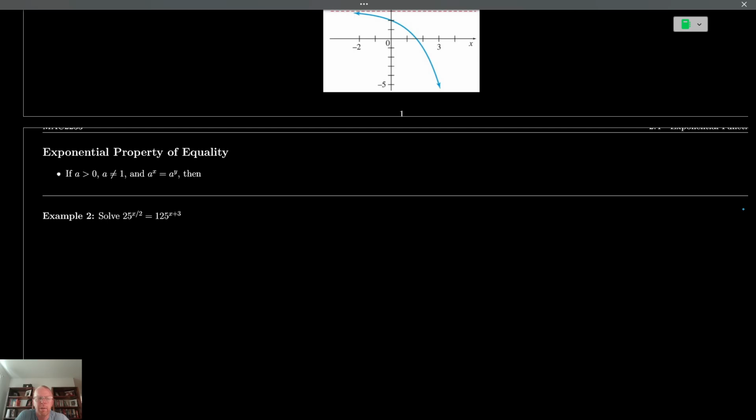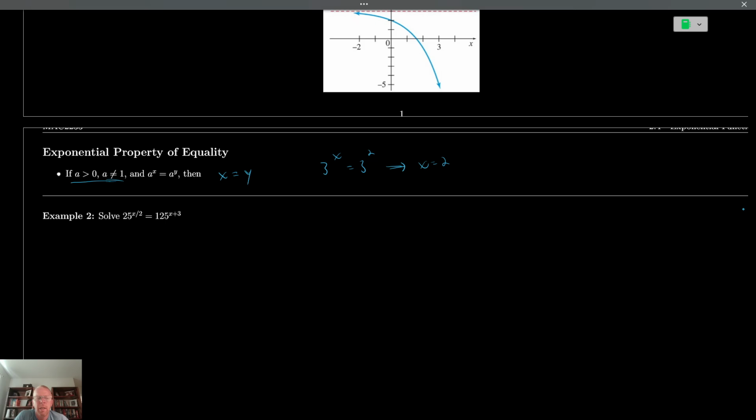So if a is greater than 0 and a is not equal to 1, in other words, a valid base to the exponential equation, and we have a to the x equals a to the y, then x equals y. So if you can get the bases equal, the exponents are automatically equal. A very simple version of this: if we have 3 to the x equals 3 squared. Obviously, 3 squared is 9, but the bases are the same, so we have x equals 2. So that's the idea, and that's with basic exponential equations. A lot of times, that's how you're going to be solving those.